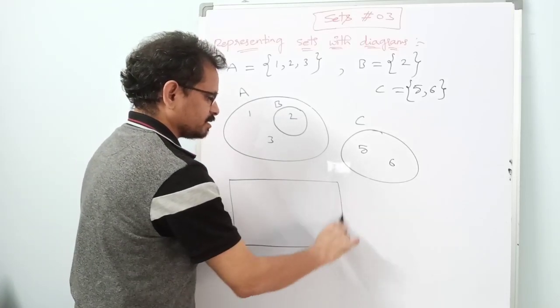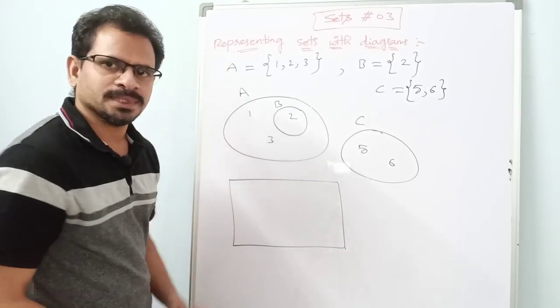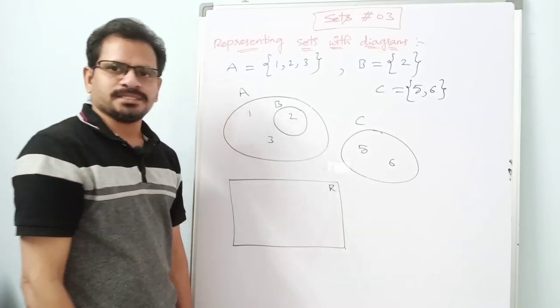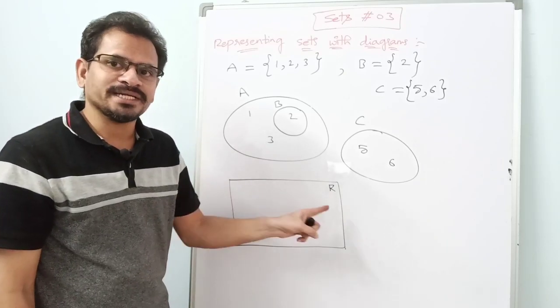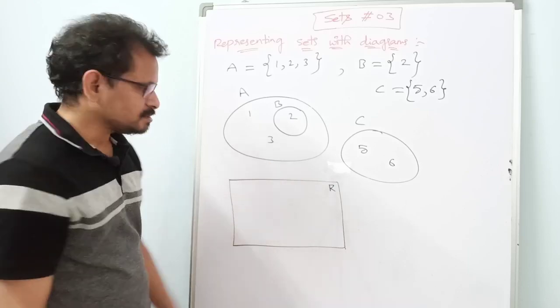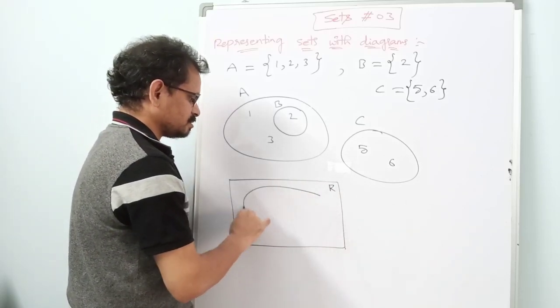Draw a big rectangle here. This is the universal set. Let us consider the number system. So, let us consider the real number system as the universal set. Okay. Then what are the related sets for the real number system? That means, what are the subsets? See, for real numbers, what are the subsets here?